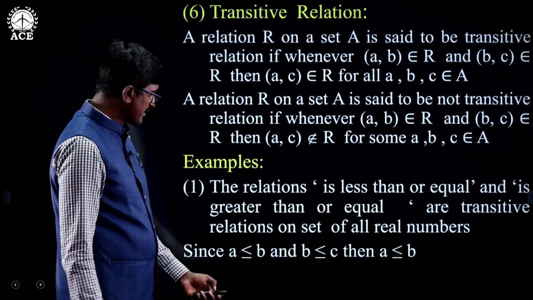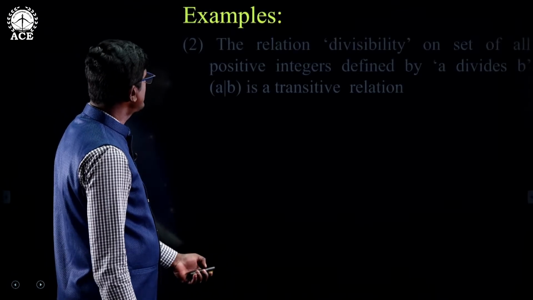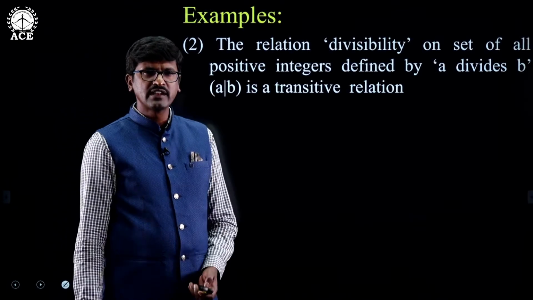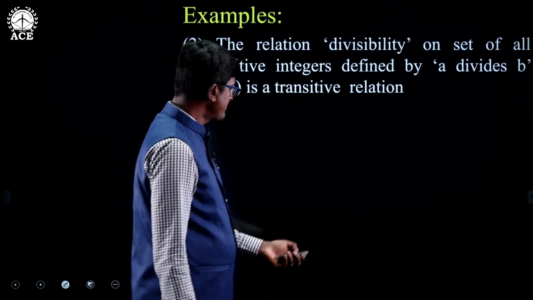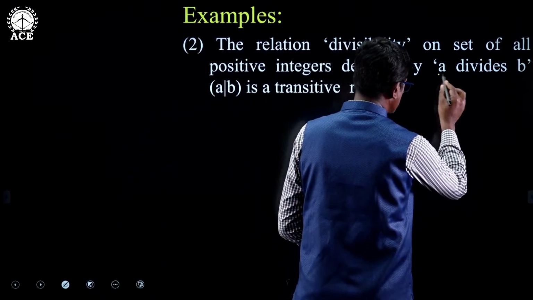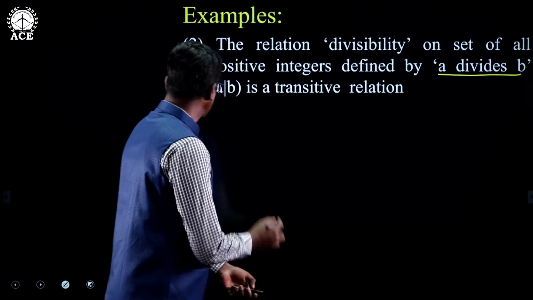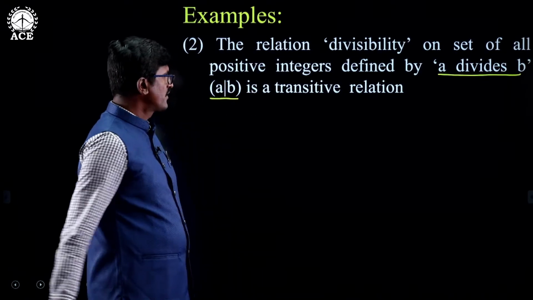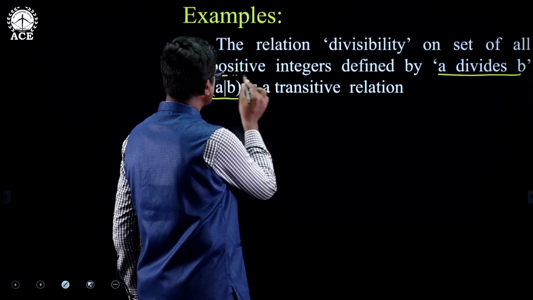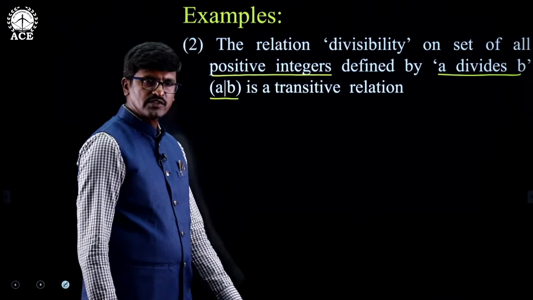On the set of all real numbers. Next example: I am taking the divisibility relation. A divides B, and it is denoted like this, on the set of all positive integers.